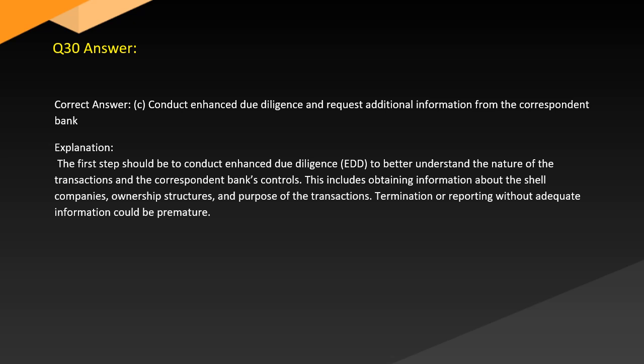Answer. Correct answer. C. Conduct enhanced due diligence and request additional information from the correspondent bank. Explanation. The first step should be to conduct enhanced due diligence to better understand the nature of the transactions and the correspondent bank's controls. This includes obtaining information about the shell companies' ownership structures and the purpose of the transactions. Termination or reporting without adequate information could be premature.